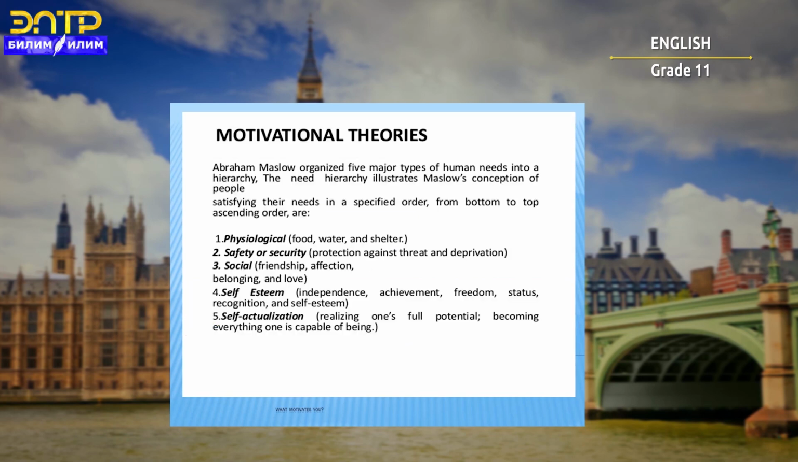Motivational theories. Abraham Maslow organized 5 major types of human needs into a hierarchy. The need hierarchy illustrates Maslow's conception of people satisfying their needs in a specified order, from bottom to top. The first, physiological: food, water, and shelter. Second, safety or security: protection against threat and deprivation.